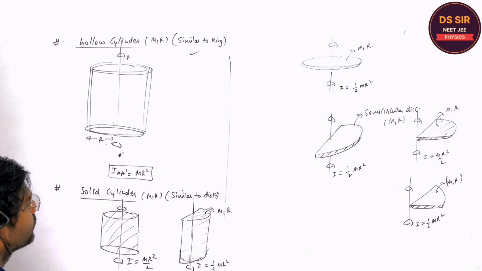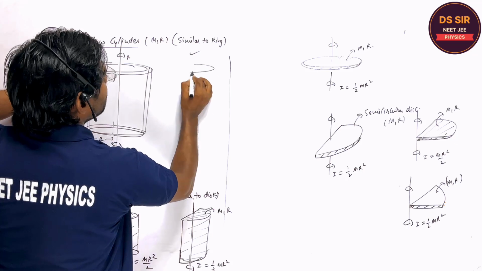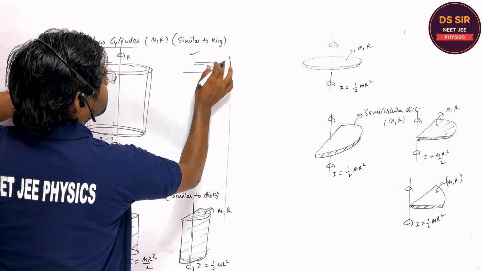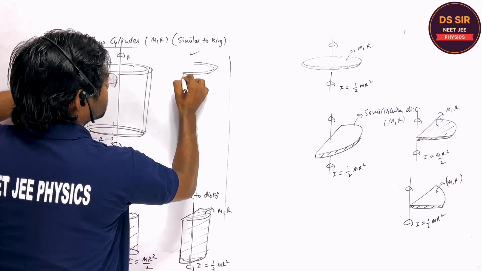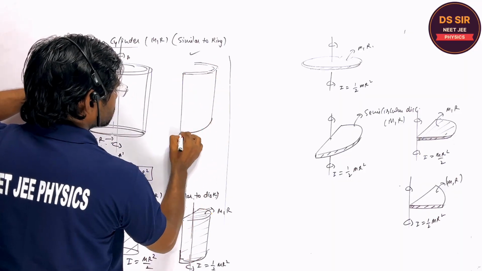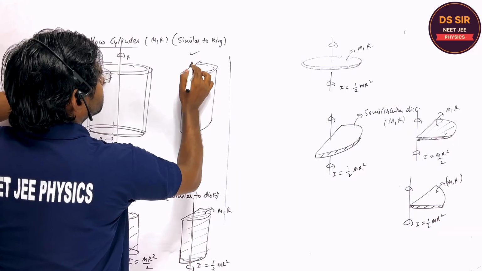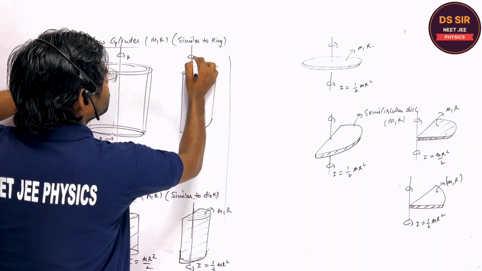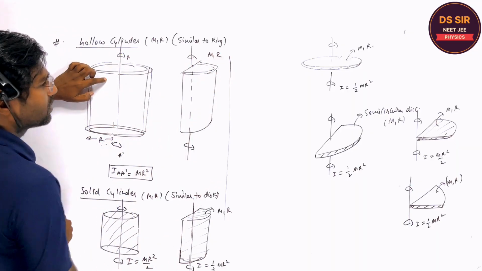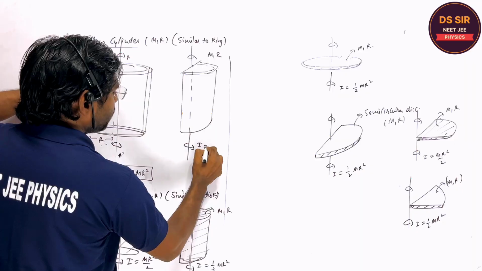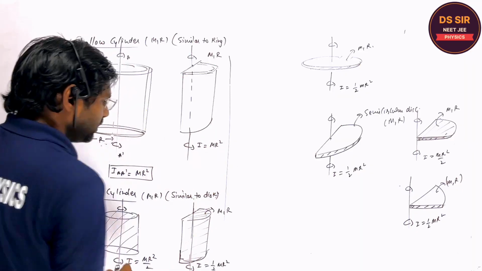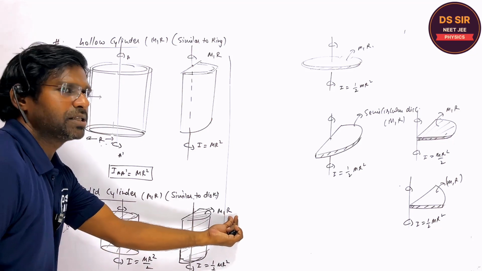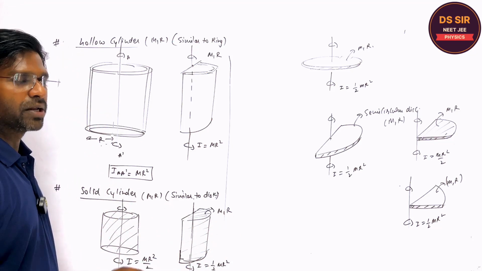No change, right? Even if this is the hollow, the half hollow cylinder is like this, right? The hollow cylinder is like this. So if this is the axis of rotation, the mass is m and the radius is r. So what is the moment of inertia? Say mr square. The mass is m, the radius is r. The moment of inertia is half mr square. Is it clear or not?